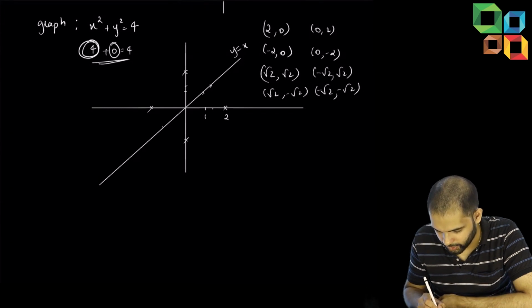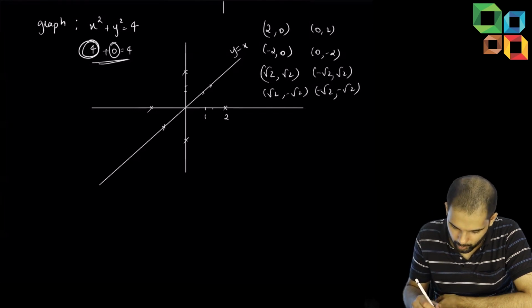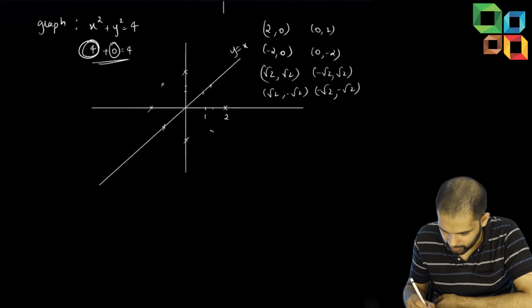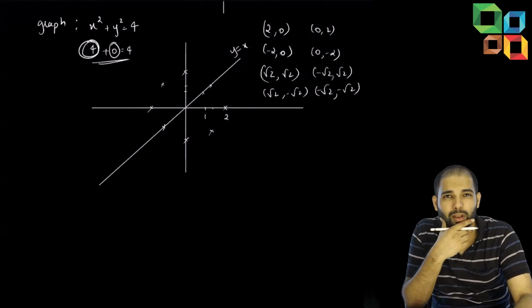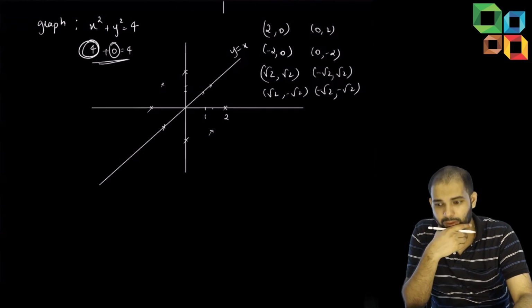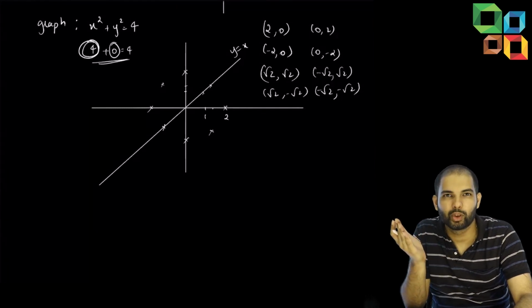It's x equal to y, so it should lie on this line, I think, right? Similarly, you can continue, but I'll randomly plot for now. So we got 8 points. Can't we have some more points? Root 4 comma 0 is the same as 2 comma 0, right? So we have got that covered.